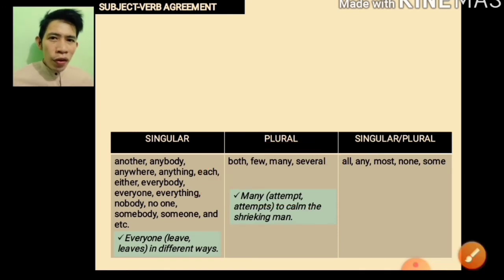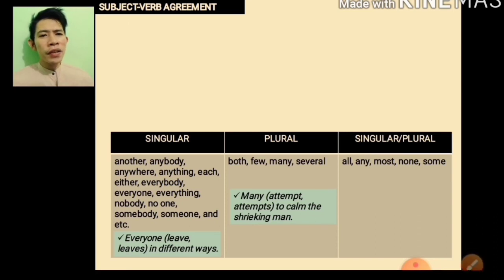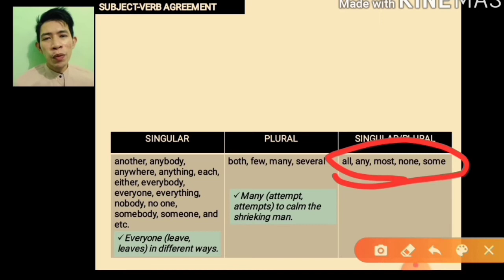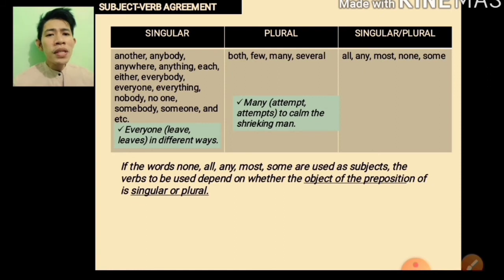So there are indefinite pronouns that are either singular or plural depending on the of preposition. So we have this all, any, most, none, some. So itong indefinite pronouns na to, pwede siyang maging singular or plural. Pwede siyang gamitin as singular or plural. And the verb will depend on the of preposition. Let's try this one. If the words none, all, any, most are used as subjects, the verbs to be used depend on whether the object of the preposition of is singular or plural.